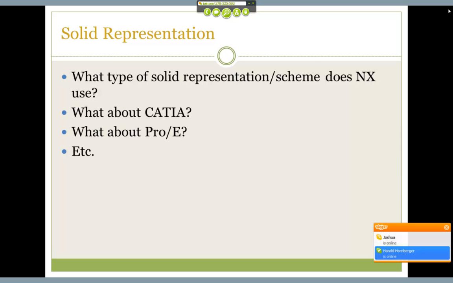What about CATIA, Pro-E, and things like that? CATIA, can you do sweeps? Yeah. Absolutely. Can you do primitives? Do they have primitive functions? And they do. There you can insert a block, you can insert a cylinder, you can insert primitive features. Can you build surfaces and stitch them together and turn them into a solid? Absolutely. So CATIA is a hybrid modeler. What about Pro-E?